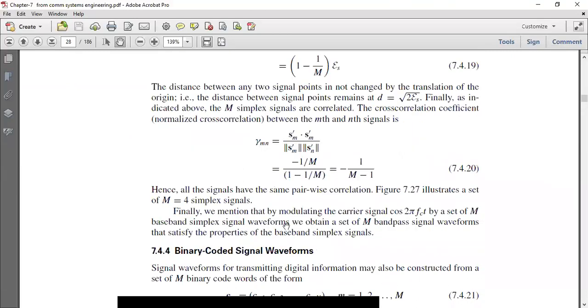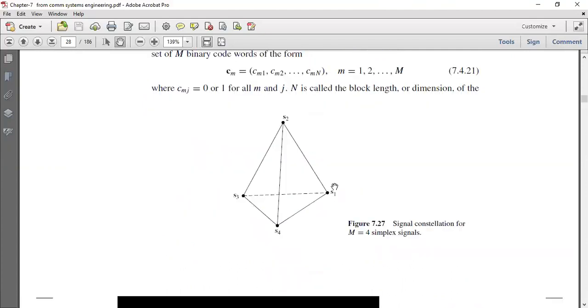So, similarly, its correlation coefficient is -1 over m minus 1. Hence, all the signals have the same pairwise correlation. And figure 7.27 illustrates a set of m equal to 4 simplex signals. Figure 7.27: signal constellation for m equal to 4 simplex signals. So, this is S1, then this is S2, S3, and S4. It looks like a tetrahedron type structure.